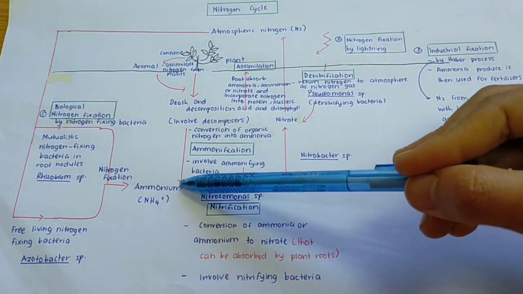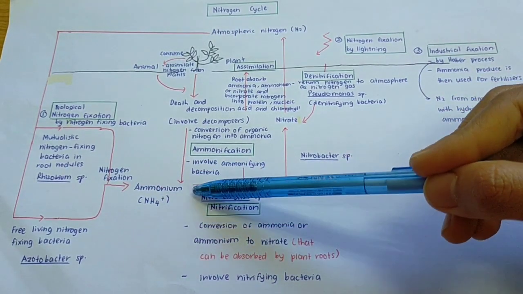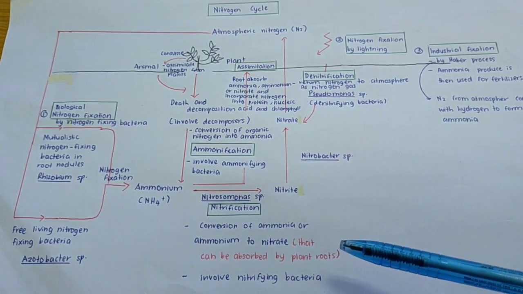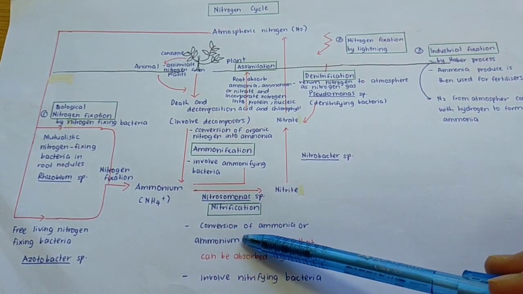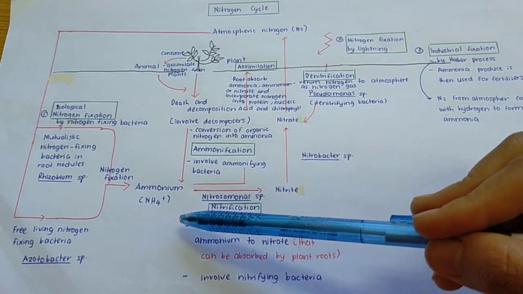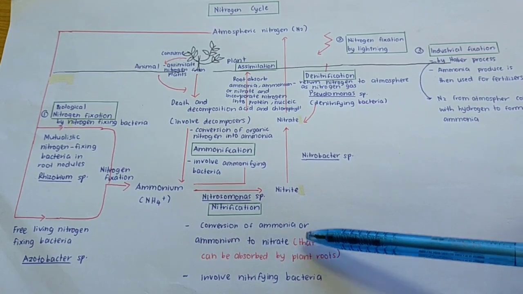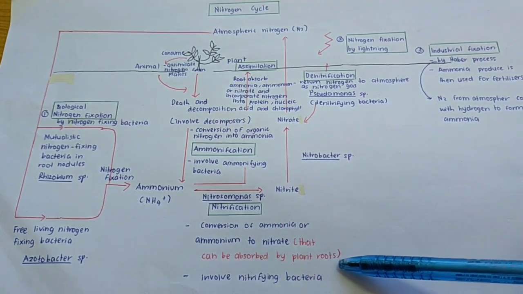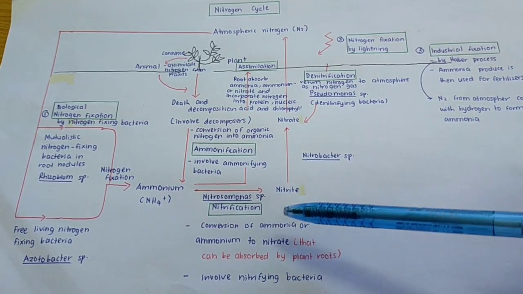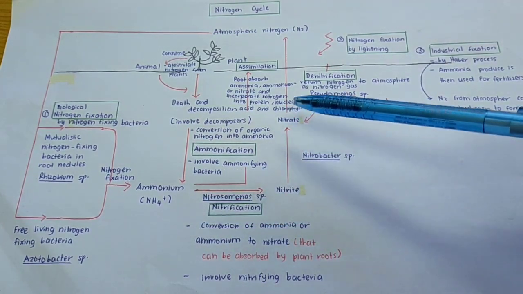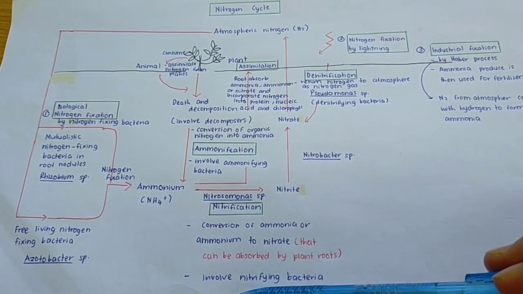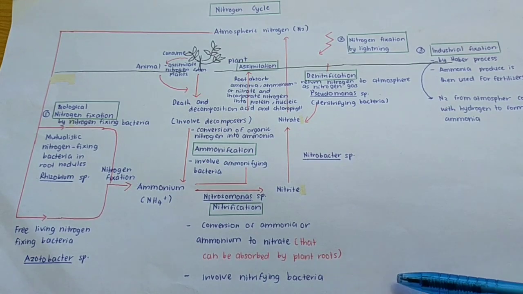Okay, and then what happens to this ammonium? Ammonium will then undergo the process we call nitrification. What is nitrification? It is the conversion of ammonia or ammonium to nitrate. Why must ammonium be converted to nitrate? So that it can be absorbed by plant roots through the process of assimilation. So ammonium must be converted to nitrate. This process we call nitrification, and it will involve nitrifying bacteria.